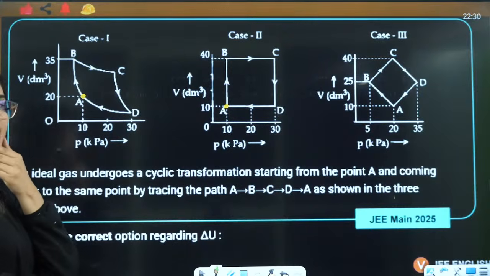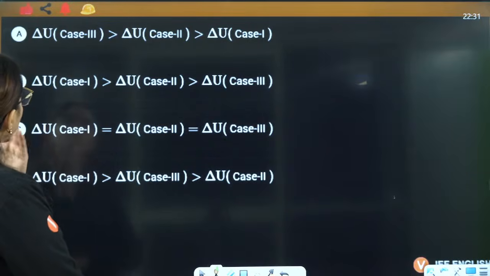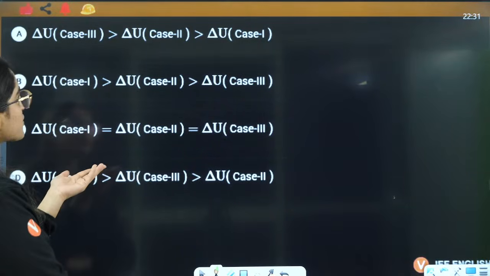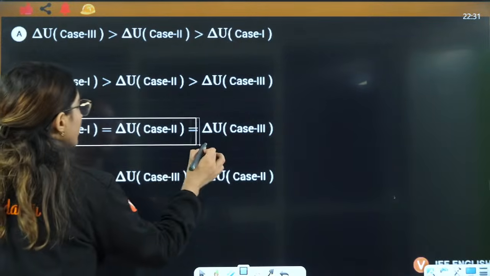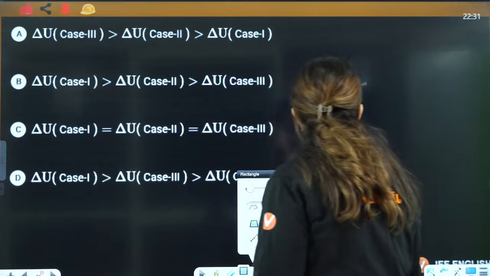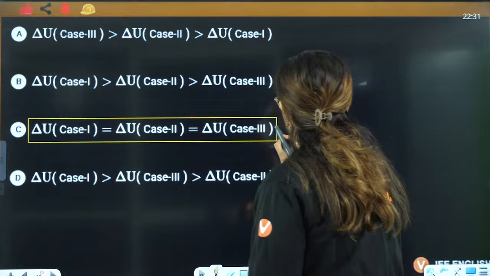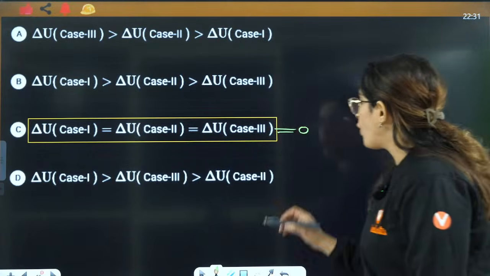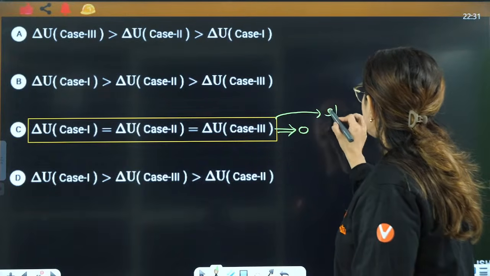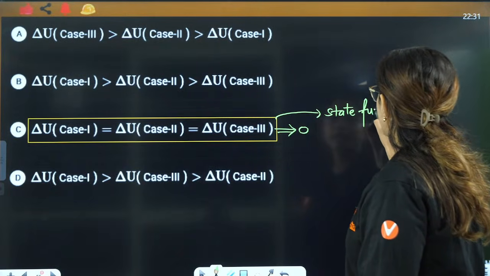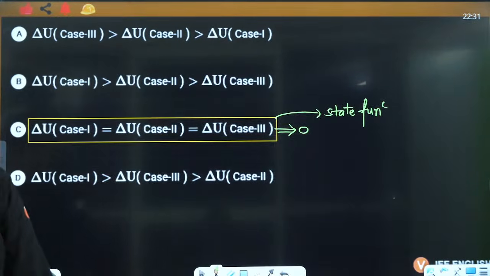But ma'am, delta U is a state function. It is independent of the path. So we can't say case 1, case 2, case 3 are greater or less. In all the cases, it is going to be the same, it is going to be 0, because this is a state function. In a state function, delta U, delta S, delta H, delta G, all are going to be 0 here.